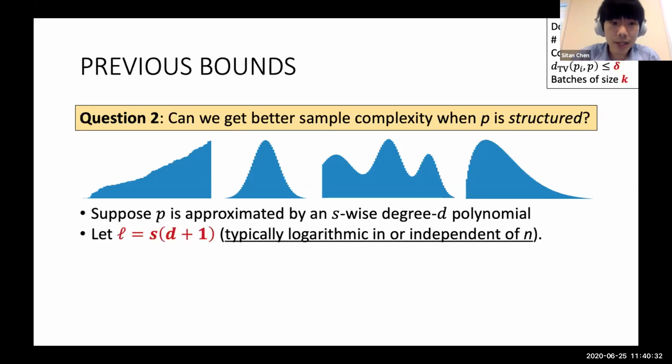Concretely, let's imagine P is approximated by some piecewise polynomial, and define the parameter L to be this quantity here. Roughly speaking, this corresponds to some notion of VC complexity. And typically, for such applications, this L parameter is going to be either logarithmic in or even independent of the domain size.